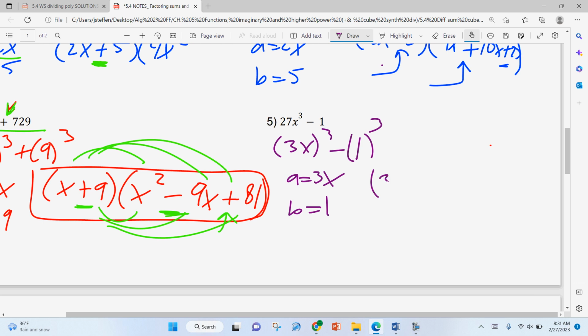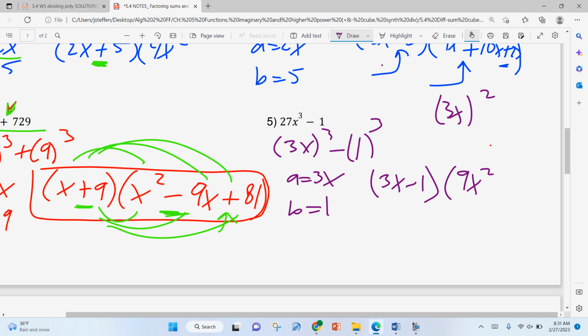So we have 3x, this is a minus, so it's 3x minus 1. The first sign is always the same sign you started with. Now again, be careful, the first one is a squared. Well, it's 3x, all of it squared, so this is 9x squared.